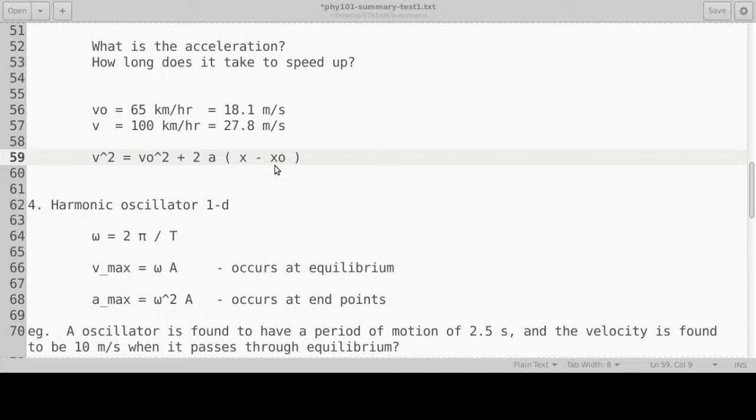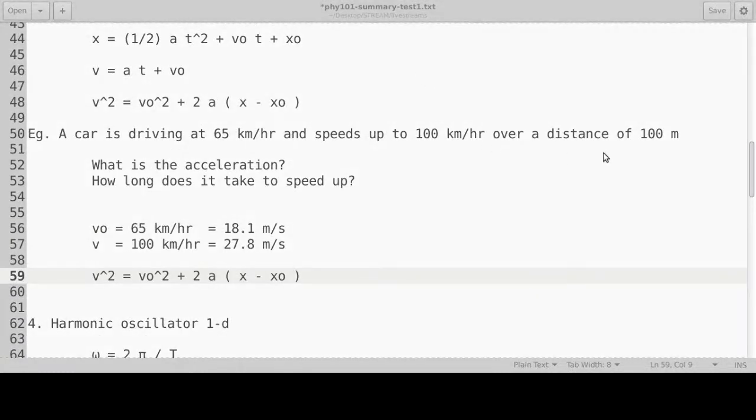Now, I didn't draw a diagram, which is something I always say you should do. But in the diagram, you get to choose where your origin is. Let's choose the origin where the car starts to speed up, and the distance it travels is to where it finally reaches 100. The difference between those two has to be 100 meters because I tell you in the problem that it speeds up over a distance of 100 meters. So no matter where you put the origin, that distance has to be 100 meters.